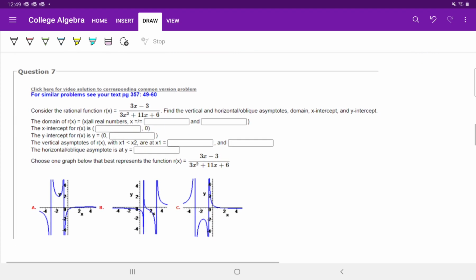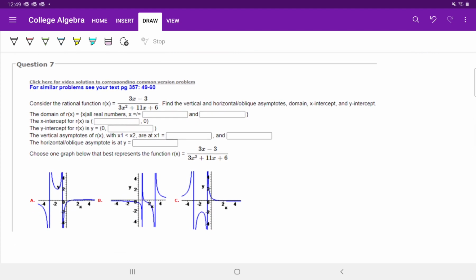All right, so our first question here that we're going to do all the way through says to consider this rational function. Find the vertical asymptotes, horizontal, and oblique asymptotes. Then we also need to find the domain, x-intercept, and y-intercept. So let's start with the easy stuff. Let's do the intercepts first.